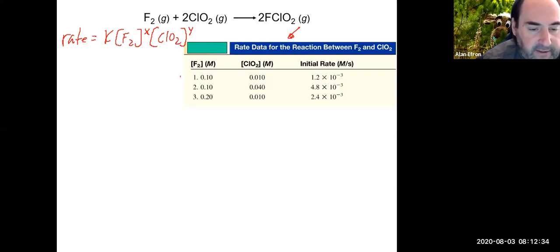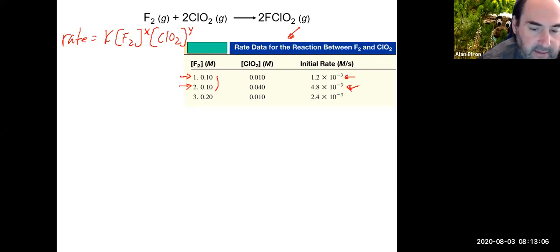So for example, if we look at experiment 1 and 2 here, what we see is the F2 concentration remains constant, while the ClO2 concentration varies. So those would be two good entries to pick from this table. And what we're going to do is look at the rates. And usually, like I said, you don't have to do it this way, but usually it'll come out pretty good.